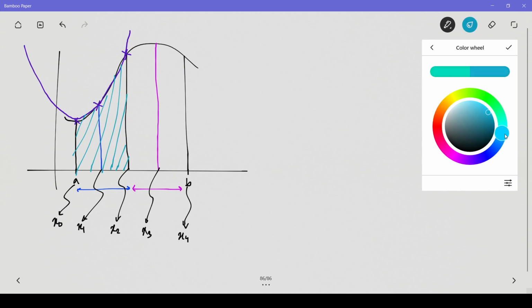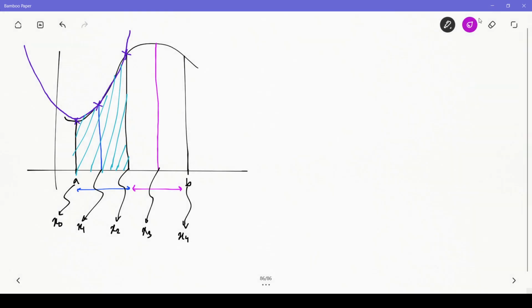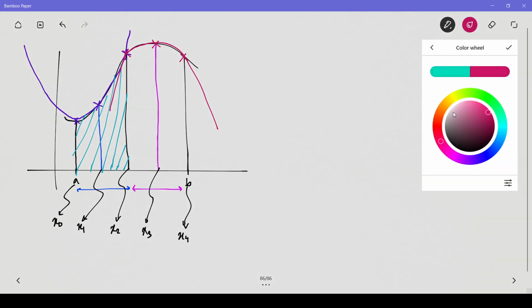Okay, and for the second half of my approximation, we'll come up with another second order polynomial. Let's use red. So we know this curve. Let's say we are using these 3 points, this point, and this point, in order to come up with another second order polynomial. Let's say it will roughly look something like this.